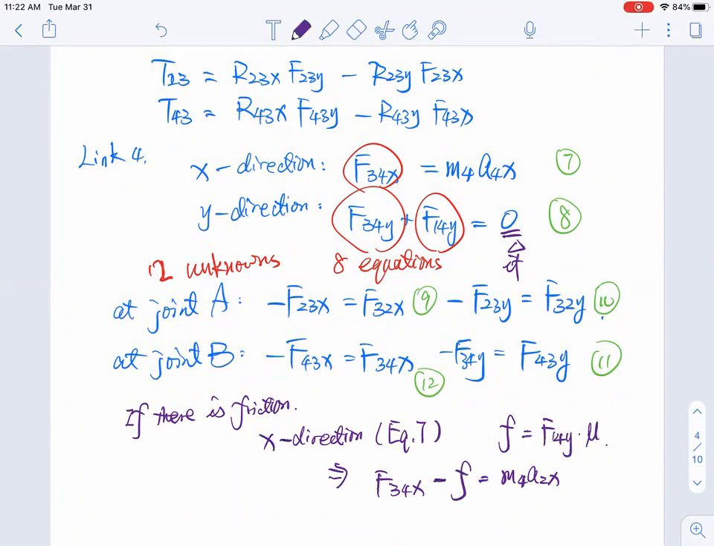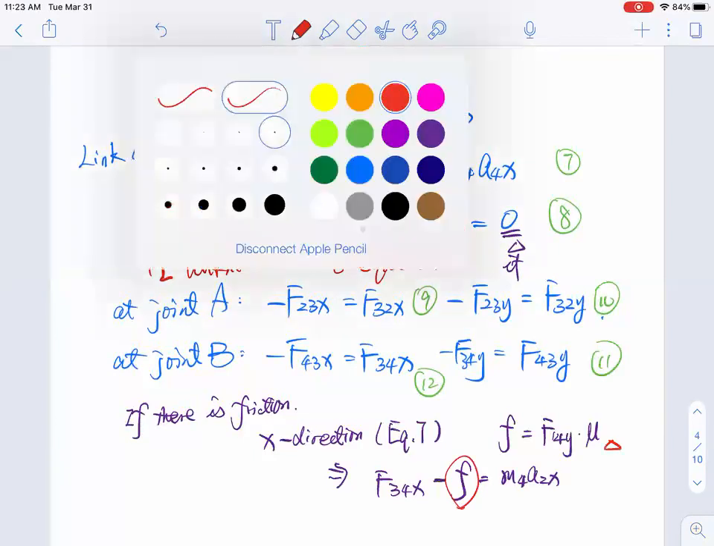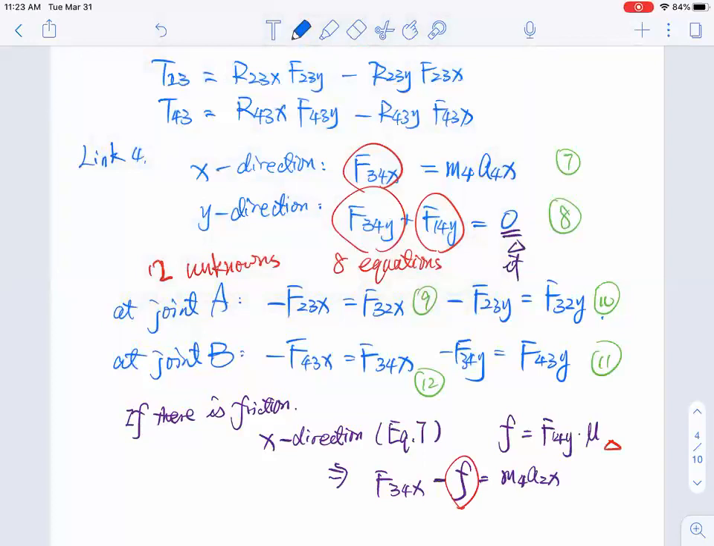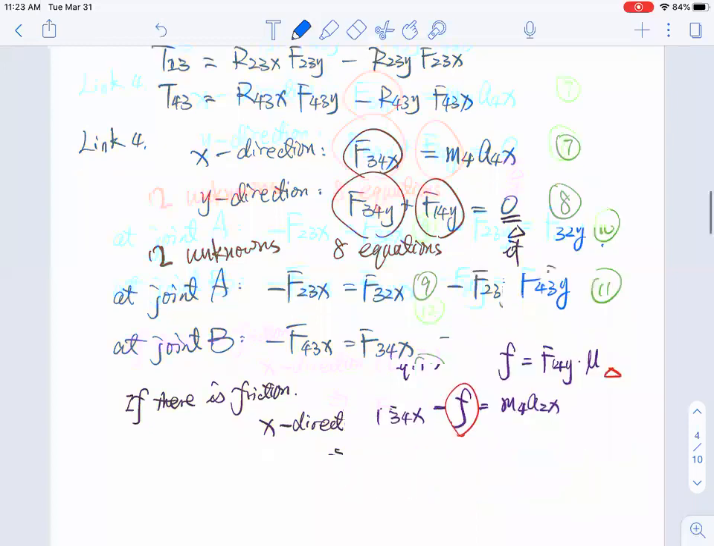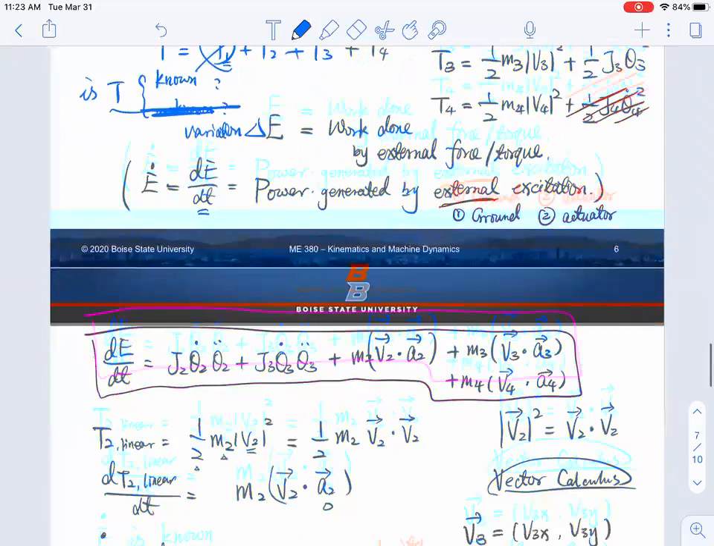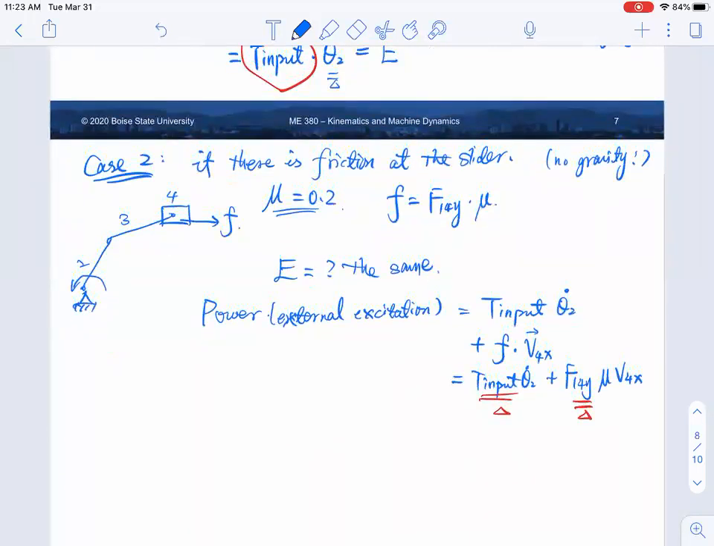Make sense? Then you have one more unknown, but then you also have one more equation. You have 13 unknowns and 13 equations, but then you can solve it. So that's the other drawback for energy method. So it doesn't always work. Usually when you only have one external excitation, that method works. But if you have more than one, then you have some kind of relationship, but you cannot solve it. Make sense?